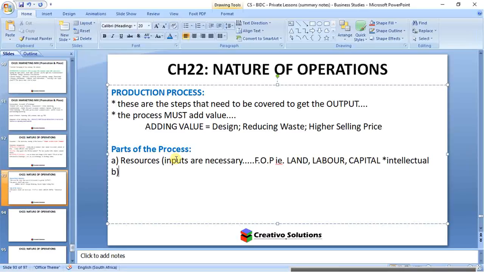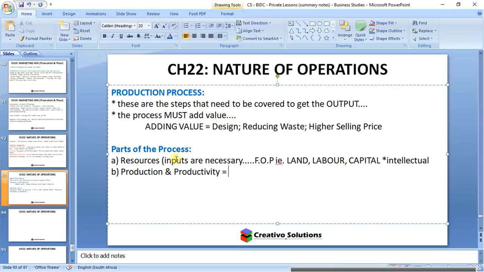B. Production and productivity. This is looking at the capacity. Production and productivity. That's the next part. Okay, in this part, they talk about the level of production.